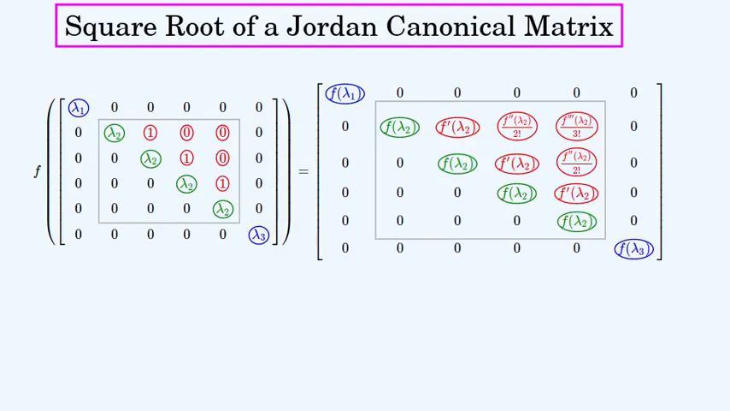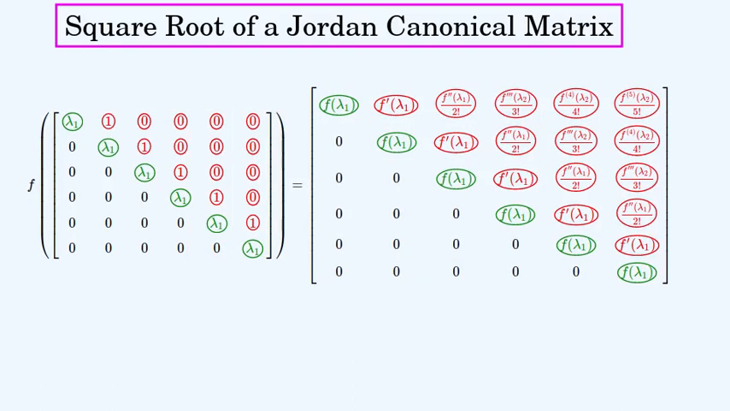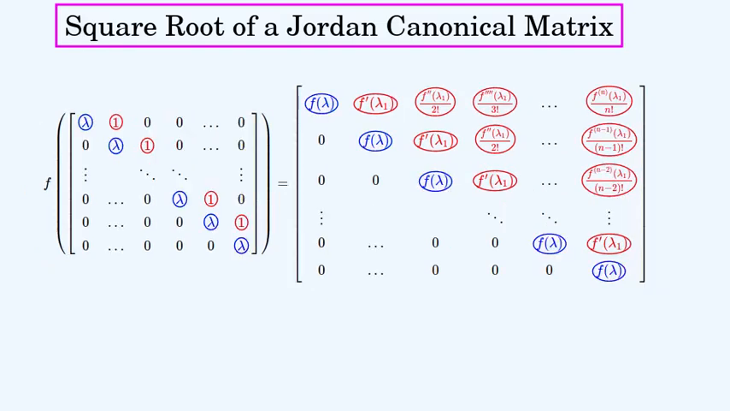Here is another example. This matrix contains a Jordan block of size 4, so the third derivative needs to be known. This matrix is made up of one Jordan block of size 6, and the fifth derivative needs to be known. And this is the general form of a Jordan matrix, being one whole Jordan block, and its corresponding matrix that's equal to the function applied to this matrix.